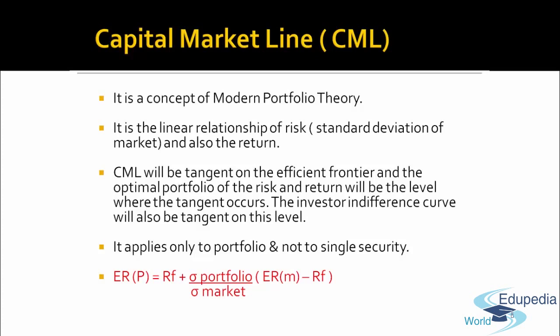So when this capital market line is tangent to the efficient frontier, the point where it is tangent is called the optimal portfolio of risk and return. The investor indifference curve will also be tangent at this level. At this level, the investor will be indifferent.